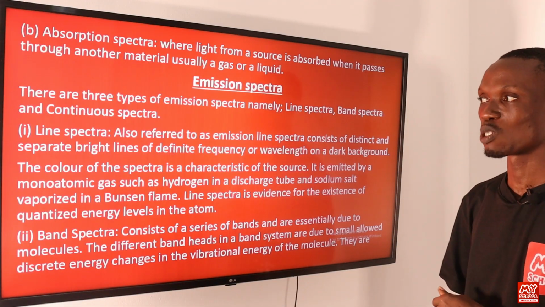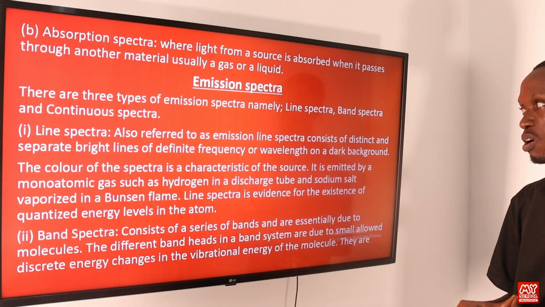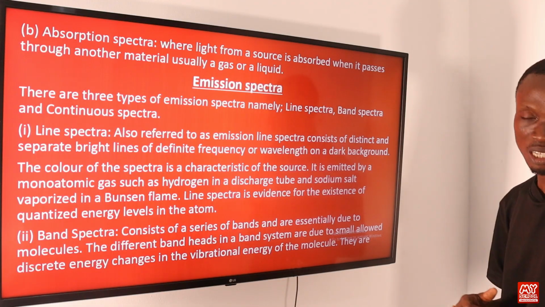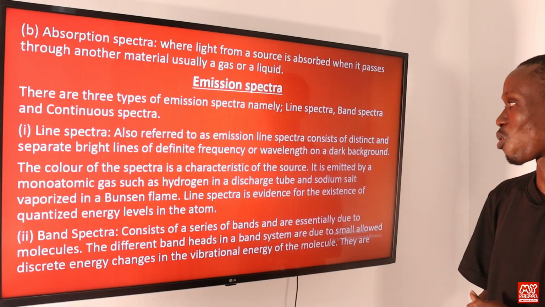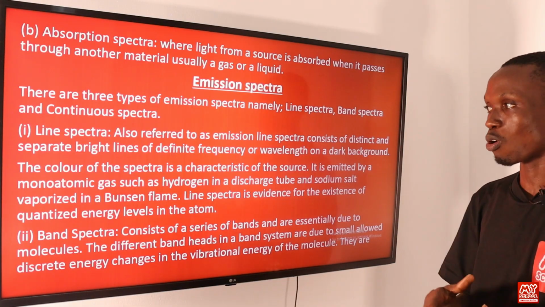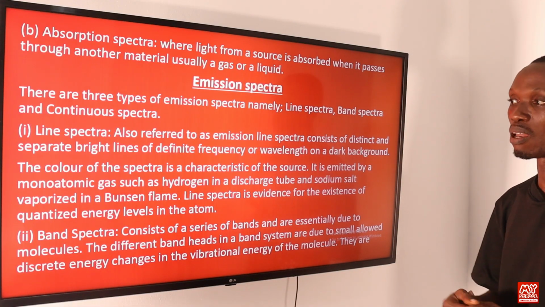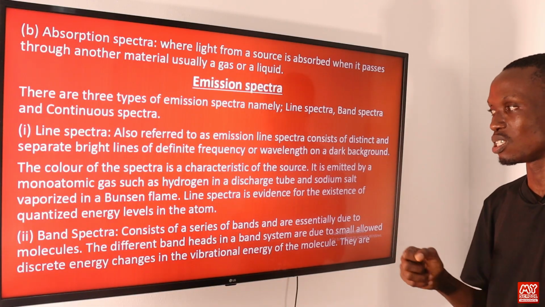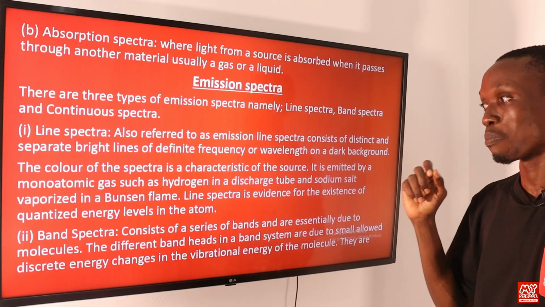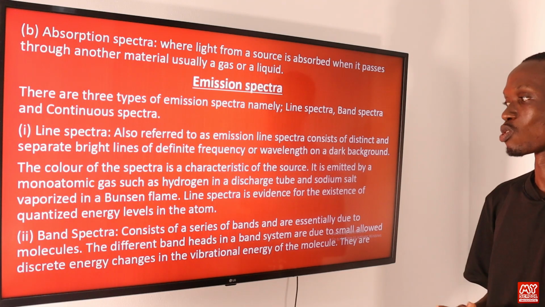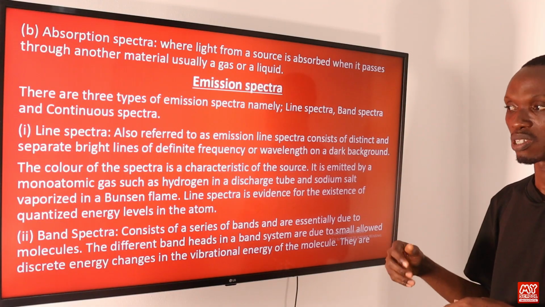So let's begin with line spectra. Line spectra can also be referred to as emission line spectra. Basically it consists of distinct and separate bright lines of definite frequency or wavelength on a dark background. The color of the spectra is a characteristic of the source. It is emitted by a monoatomic gas such as hydrogen in a discharge tube and sodium salt vaporized in a Bunsen flame. Line spectra is evidence for the existence of quantized energy levels in an atom.